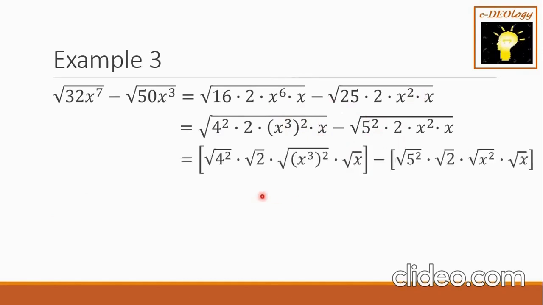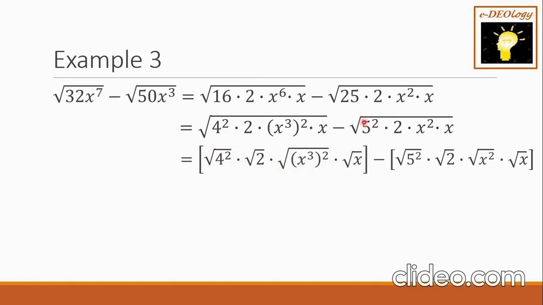The next line is we're going to distribute the radical sign to each of the factors inside the radical. In the first big radical, we now have the square root of 4 squared, and then times the square root of 2, times the square root of the square of this x cubed, times the square root of x.